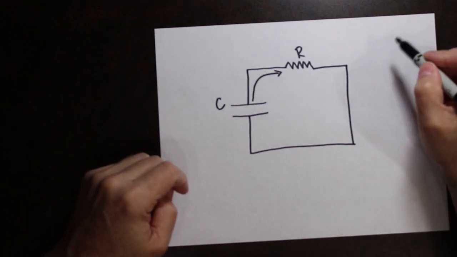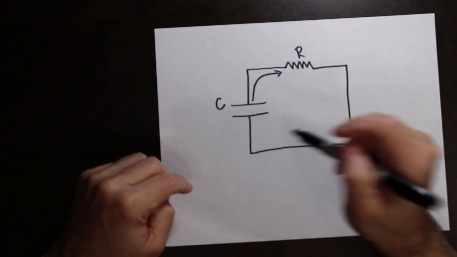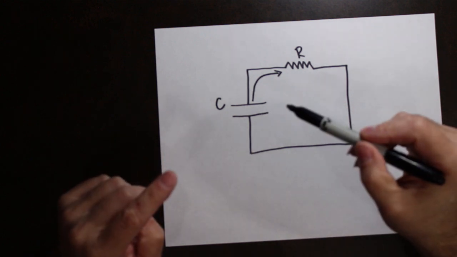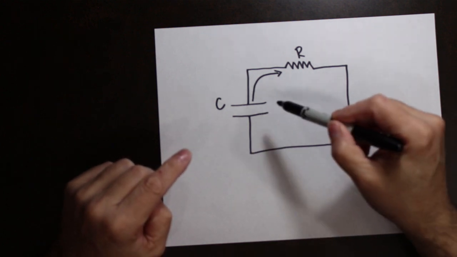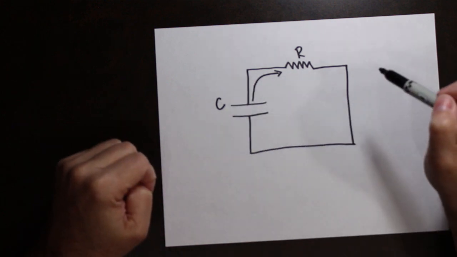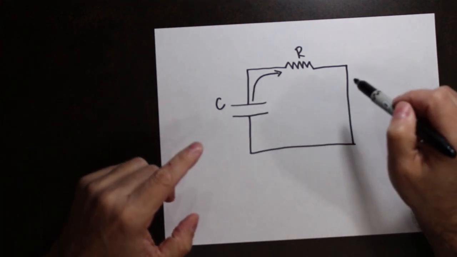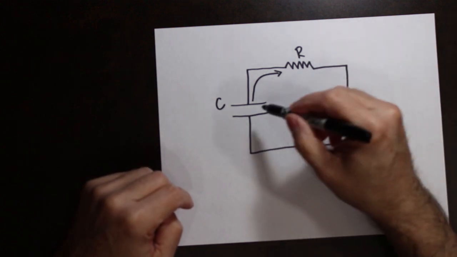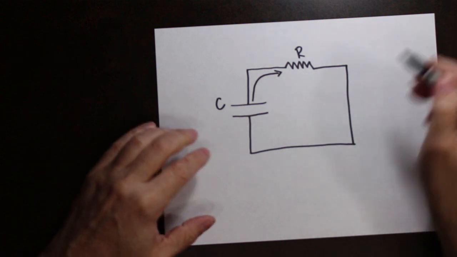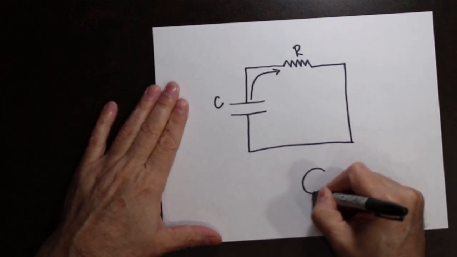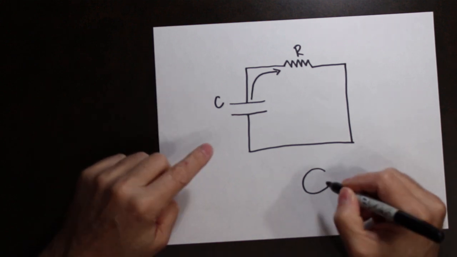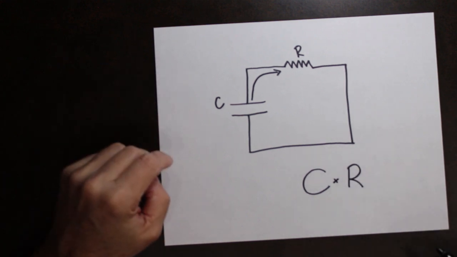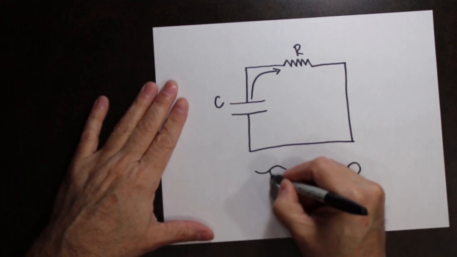The question becomes, how fast does the capacitor drain? Well, the capacitor draining relies on two different things. One is how big is the capacitor? The larger the capacitor, the more time it takes to drain. The second is the value of the resistance that it's draining through. So again, the capacitance, so the size of the capacitor, times the resistance that it's actually draining through is equal to tau.